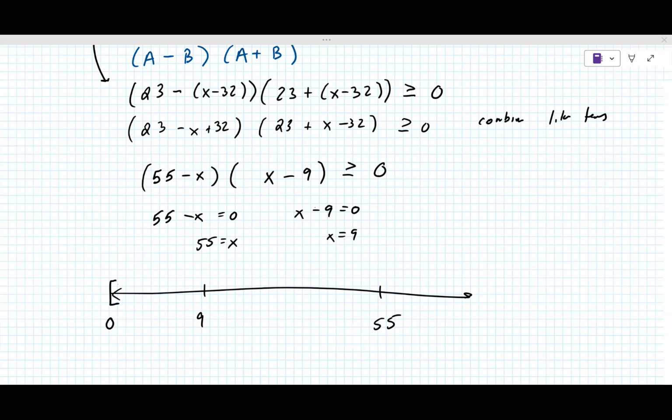Okay, let's do this. 55 minus 0 and then 0 minus 9. I got negative 495. Okay, definitely negative. Now let's do 23. That's going to be positive and it's 448. Okay, agreed. Now 50.